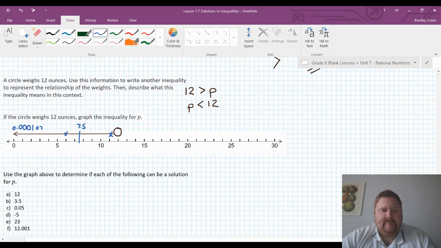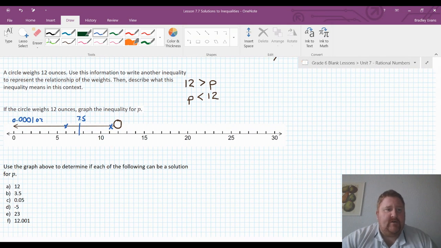All right. Use the graph above to determine if each of the following can be a solution for P. All right, 12. Can 12 be a solution? Well, let's look at our chart. And 12 is actually represented by an open circle here. And so no, 12 is not a solution. All right, the weight of the pentagon must be less than 12. Otherwise, our hanger wouldn't look like that.